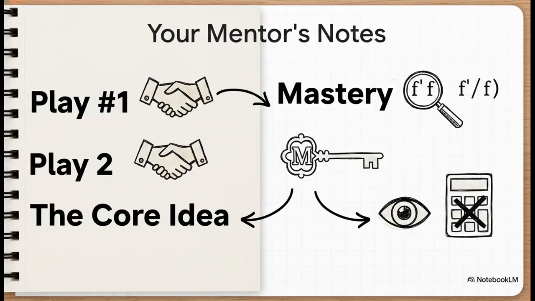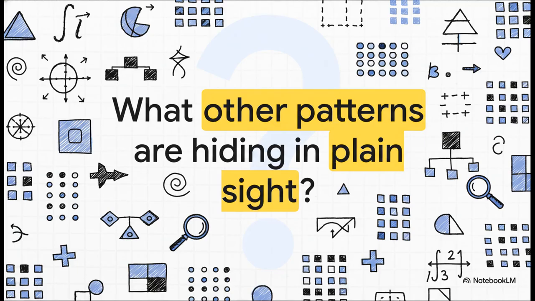So let's review our playbook. For those exponential fractions, the first thing you do is check for that secret handshake. For any fraction, you always scan for that f prime of x over f of x relationship before you even think about slower methods. This one pattern is your master key. The core idea is simple. Stop just calculating and start seeing. You see, with this new mindset, you're not just solving problems one by one anymore, you're building a whole new framework for seeing the hidden structure of math. So the final question I'm going to leave you with is this. What other patterns, what other shortcuts are hiding right there in plain sight, just waiting for you to discover them?